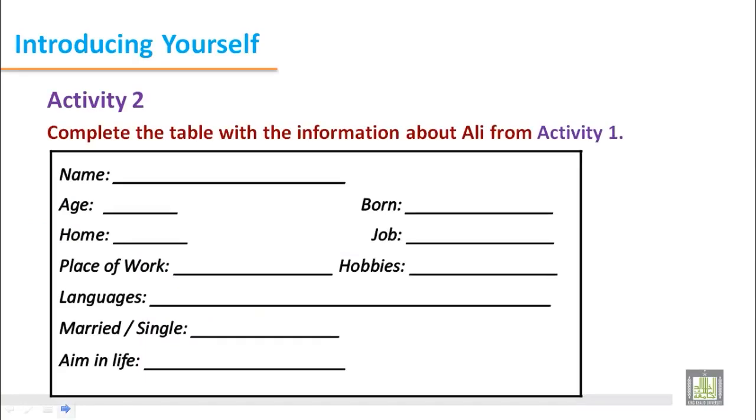Introducing yourself. Activity 2. In this activity, we are going to write the information about Ali depending on the information in activity 1. The first one is name. We can write the name Ali here. Then age, and he is 20 years old. Where was he born? And the answer is written in the paragraph: Jeddah. He was born in Jeddah.